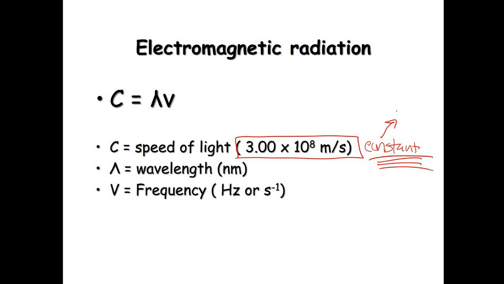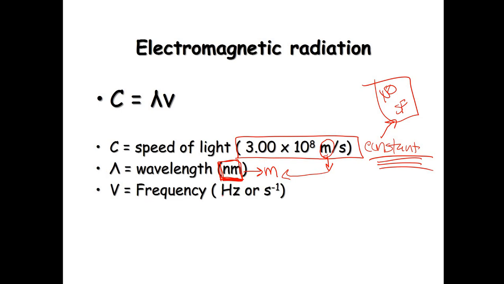Since it is a constant, sig figs do not count. So no sig figs, because it's a constant. Our lambda is going to be wavelength, and lambda is usually found in nanometers because of the visible spectrum, but because of our constant, we always have to convert it into meters, because those units need to match.